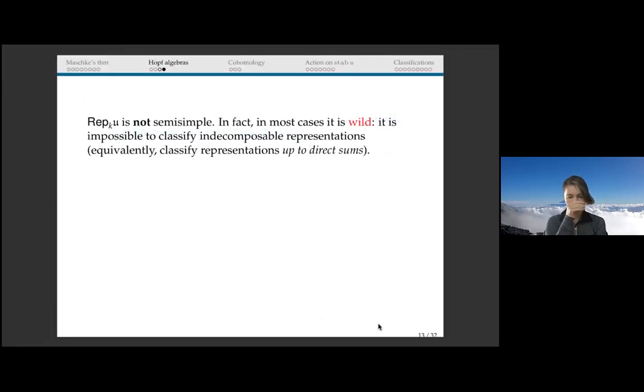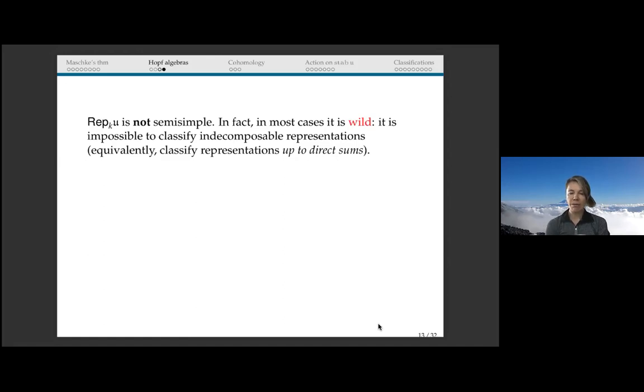Okay, so in all these examples, usually the representation category is not semi-simple. Moreover, it's not even just not semi-simple, it's what's called wild. I won't give a definition, but it does have a precise mathematical definition. Basically it says that classifying representations up to direct sums is more or less hopeless. There are too many of them, and one can say precisely what it means.